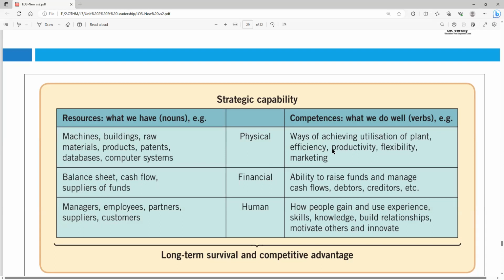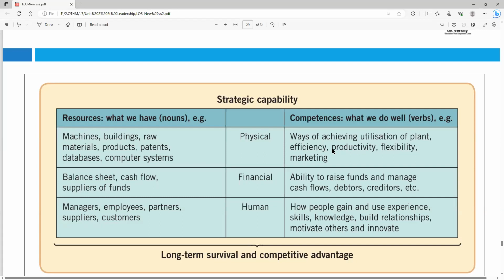How well are our computer systems or our human resources, for example, used in terms of being experienced, or in terms of building up relationships, or in terms of motivating others, and in terms of developing new products? Are we relating well to our suppliers, or relating well to our customers, employees, partners?